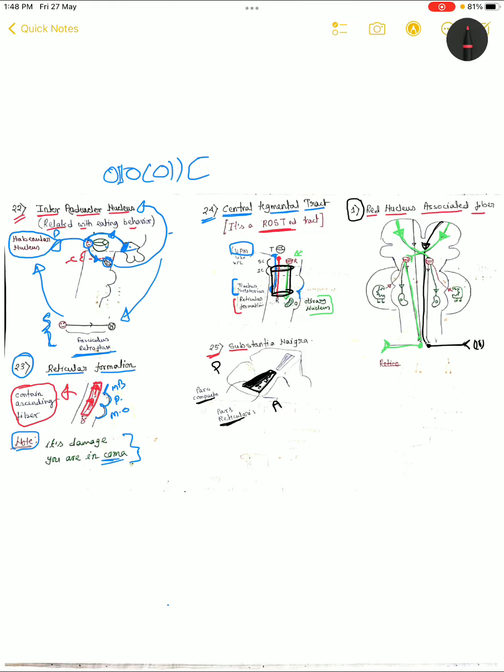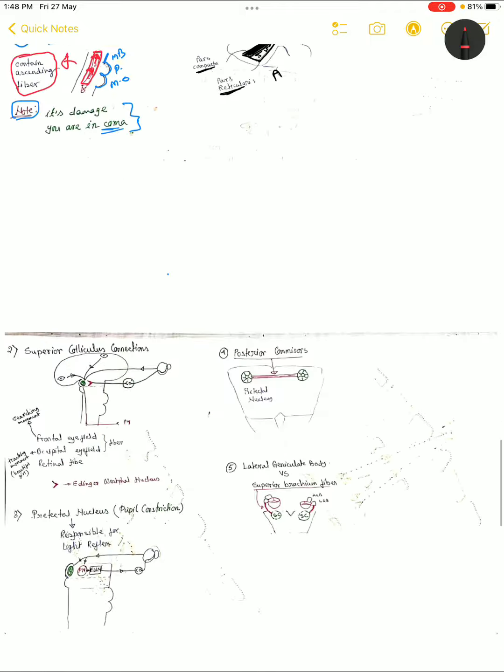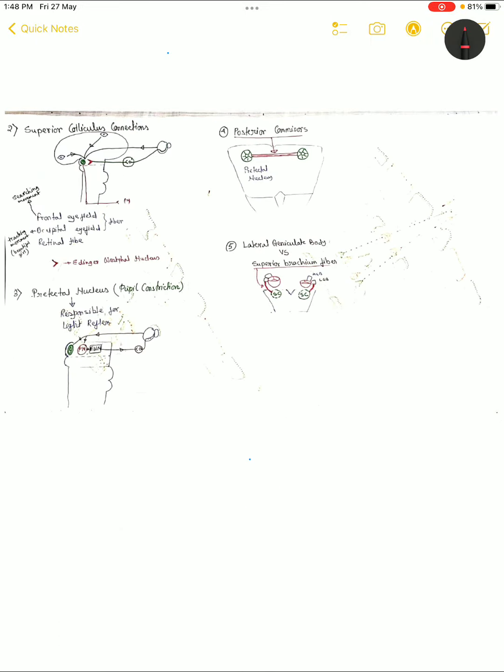And if you want to be very good, remember, you just talked about this dento-rubro fiber or tract, and there are some connections with the nucleus also. And these connections are for correction. Correction means in this complex movement, if there is any correction needed, this nucleus will correct those movements. Okay, this is our last.